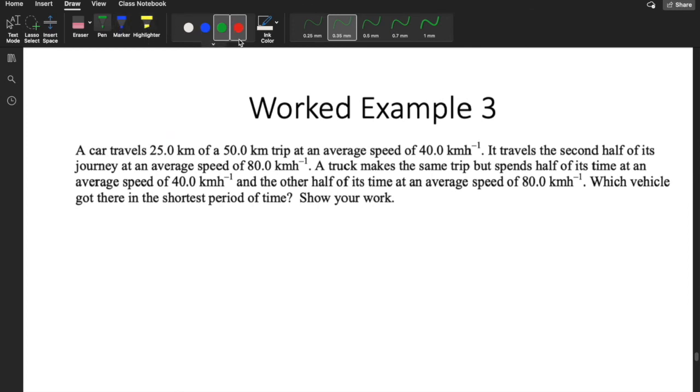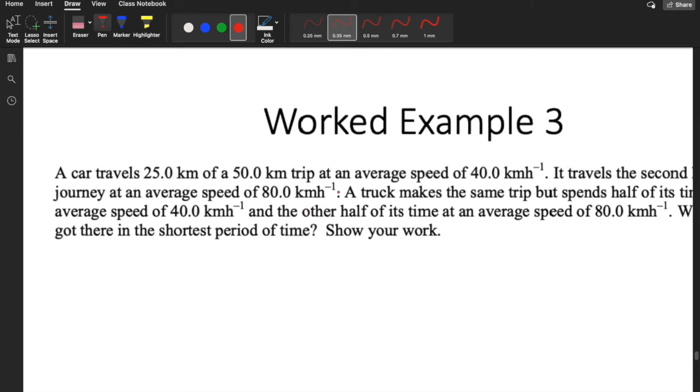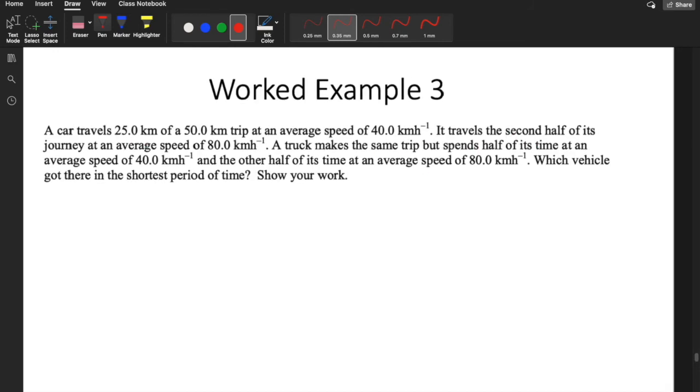A car travels 25 kilometers of a 15 kilometer trip at an average speed of 14 kilometers per hour. It travels the second half of its journey at an average speed of 80 kilometers per hour. A truck makes the same trip but spends half of its time at an average speed of 14 kilometers per hour, and the other half of its time at an average speed of 18 kilometers per hour. Which vehicle got there in the shortest period of time? So we just need to calculate time.